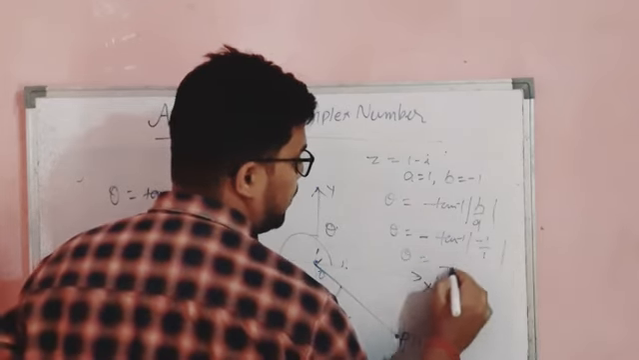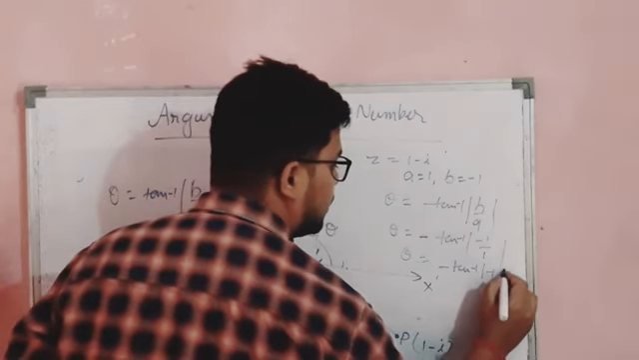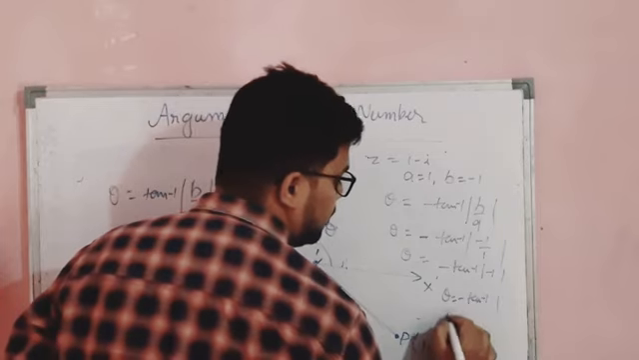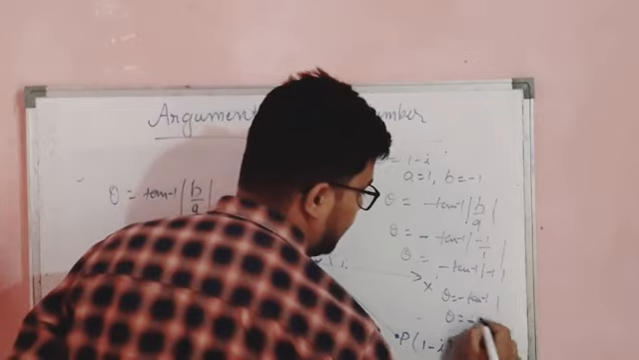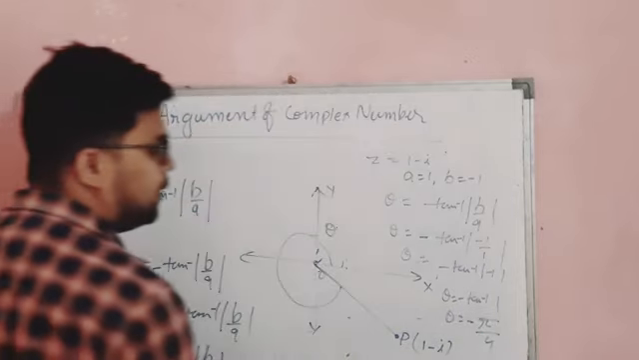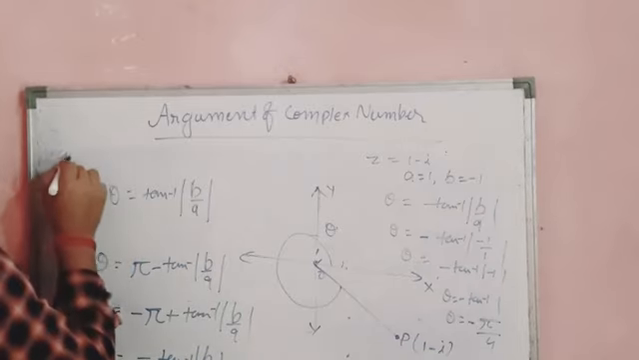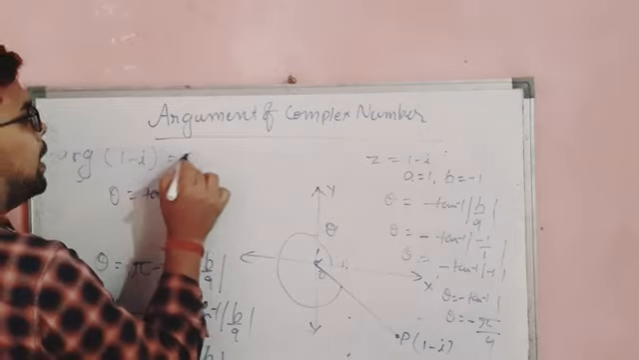So theta will be minus tan inverse mod of minus 1 upon 1, so theta will be minus tan inverse 1. What is the value of tan inverse 1? Pi by 4. So the principal value of theta will be minus pi by 4. It means the argument of 1 minus i will be minus pi by 4.